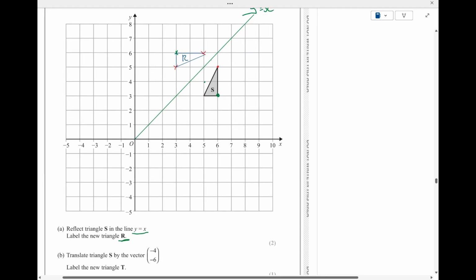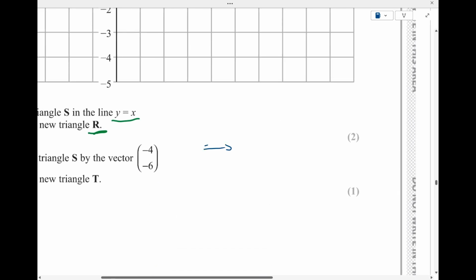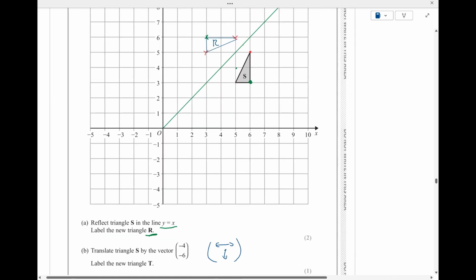Translate S by the vector -4, -6. Well, remember, that's how vectors work. So I'm going to go 4 to the left and 6 down. Translate S. 4 to the left, 6 down.